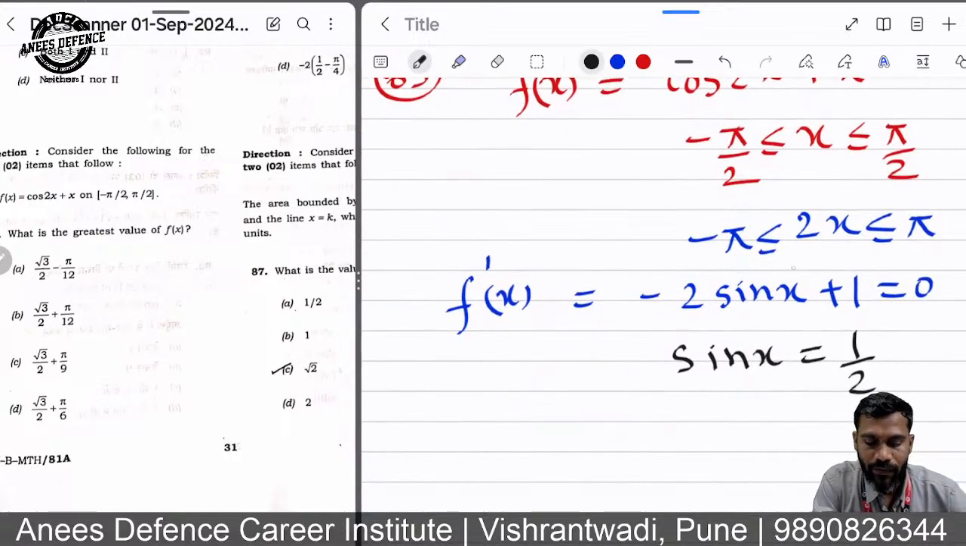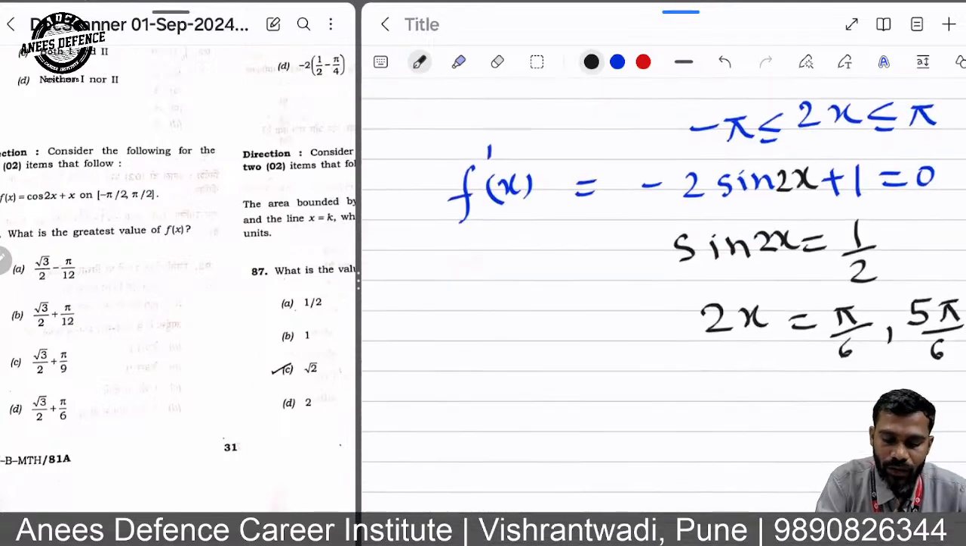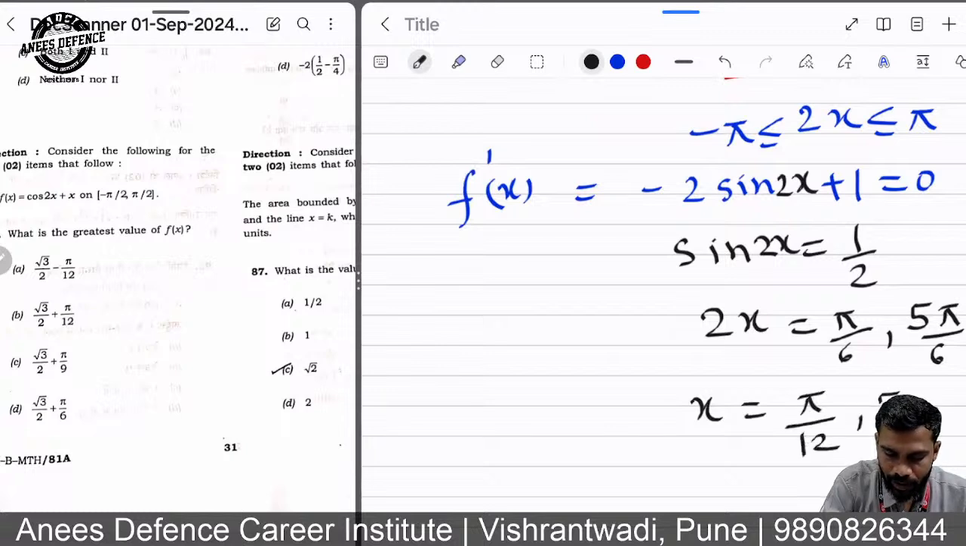See, we are having third and all the quadrants. If you see minus pi to pi, all quadrants: third, fourth, and then first and second. Sorry, this will be sine 2x, not sine x. Sine 2x, right? So 2x can be either pi by 6 or 5 pi by 6. It can't be negative, right? Because sine 2x is 1 by 2. So x will be pi by 12 or 5 pi by 12.